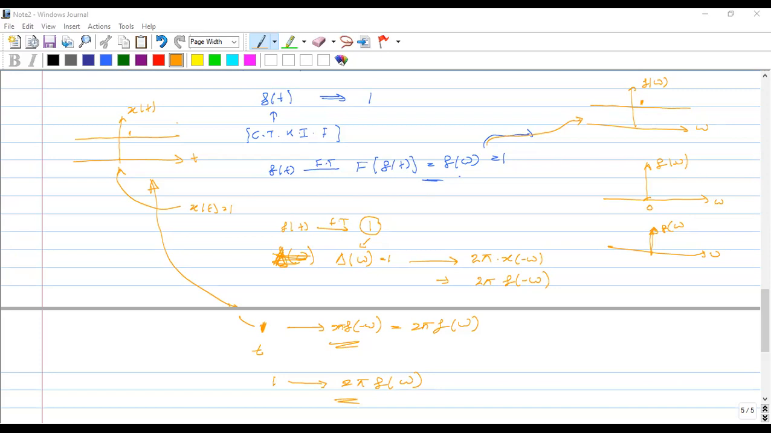So you have a signal x(t), and you get X(omega) as the Fourier transform of this x(t) signal. Then if you get the time shifted signal x(t minus t naught), you will get e to the power minus j omega t naught multiplied by X(omega). Here omega is the same independent variable, and t naught is the shift. So this is the time shifting property.